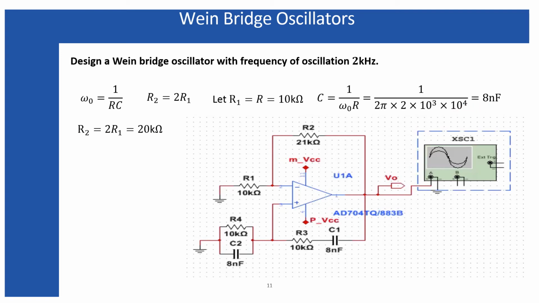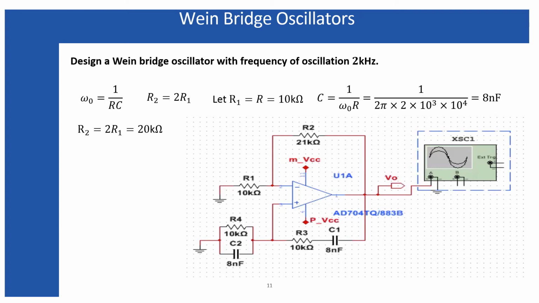And finally, as R1 is 10 kilo ohm, R2 must be 20 kilo ohm. That is why I'm using R2 as 20 kilo ohm. Now let's see the practical design, or the simulation, using these values.